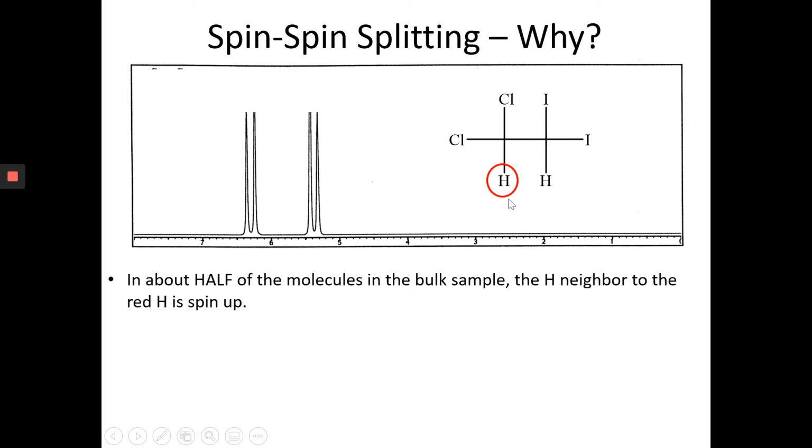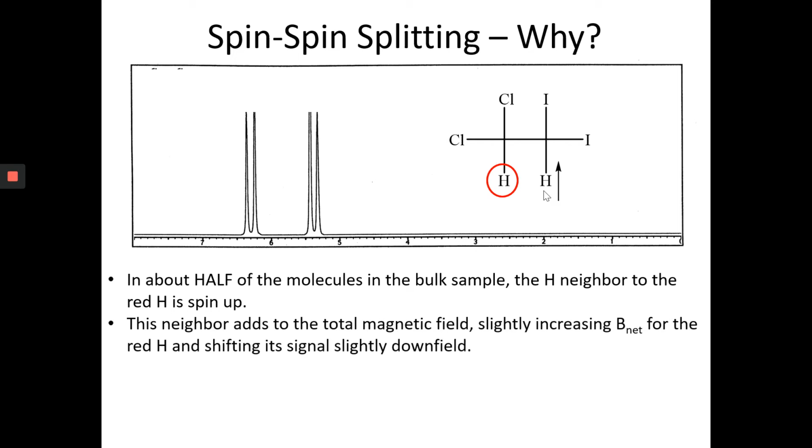But remember, in any drop of this compound, there's billions and trillions and quadrillions of molecules, right? In roughly half of those molecules, if you're the red hydrogen and you're looking over at your buddy, he's going to be spin up, in the same direction as the magnetic field. In those half of all cases, your buddy being spin up is going to add to the total magnetic field that you're feeling. What that's going to do is slightly increase B net from what it used to be.